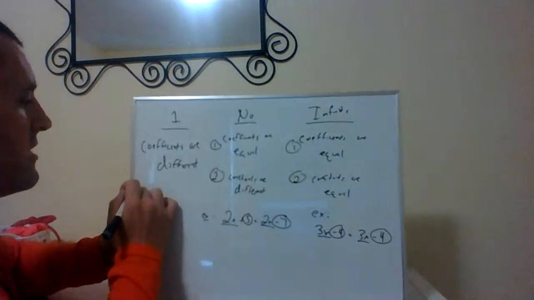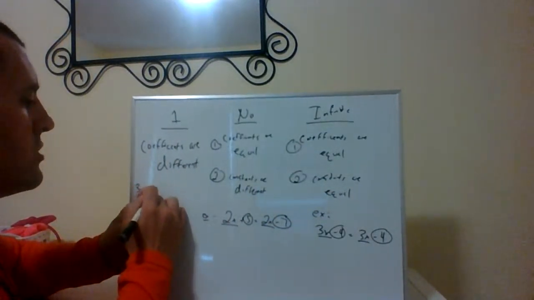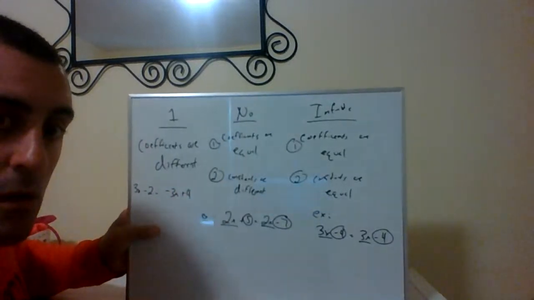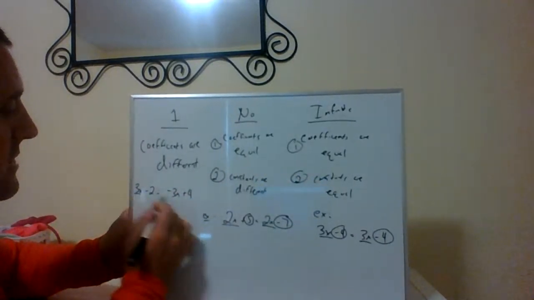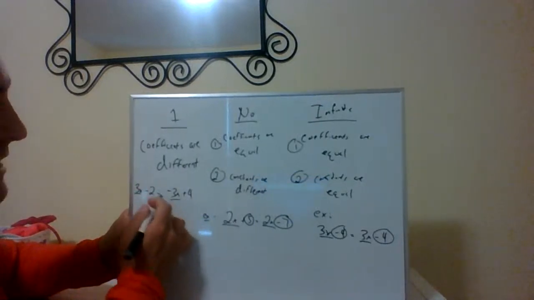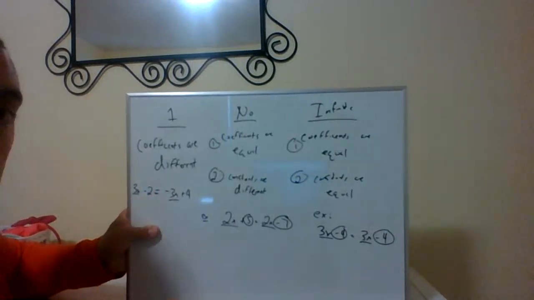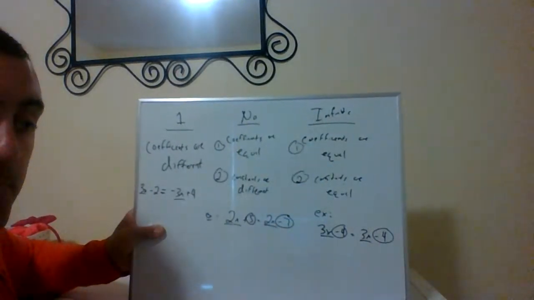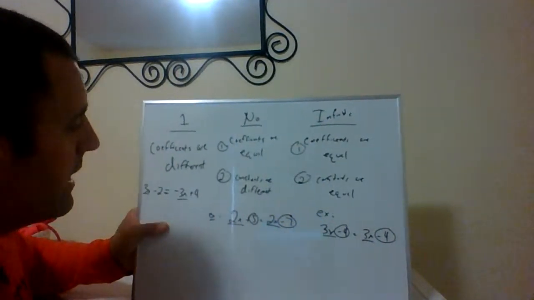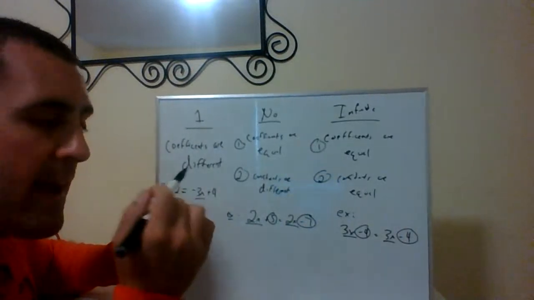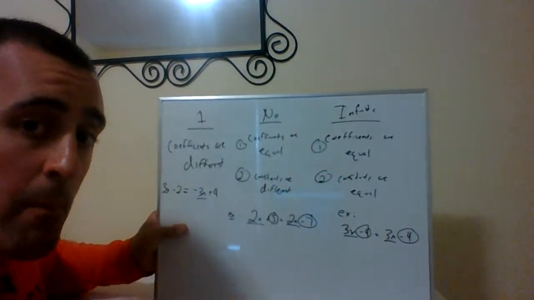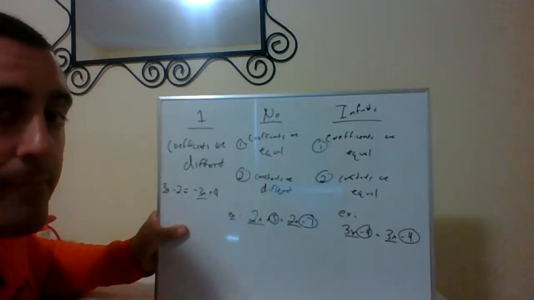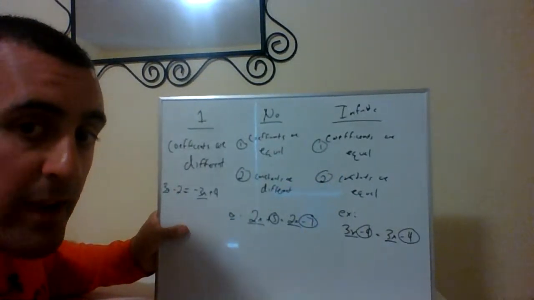So if you see this, 3x minus 2 equals negative 3x plus 4, these coefficients are not the same. 3x is not the same as negative 3x. Because 3 and negative 3 are different, one solution. Okay? That's the way it works. So they have to be the same coefficient. Not only the same number, but also the same sign. Okay? That's all I got.